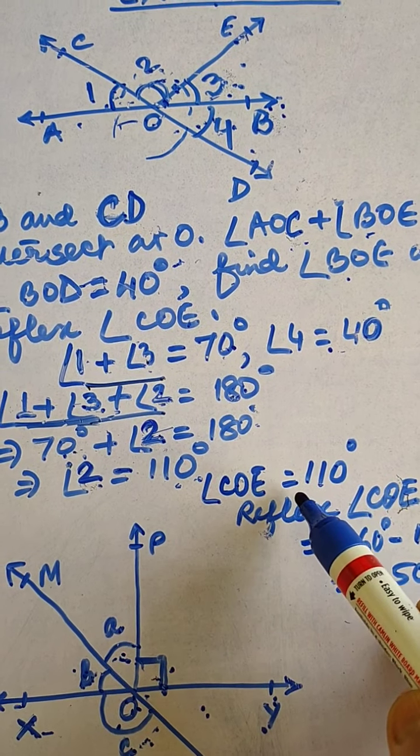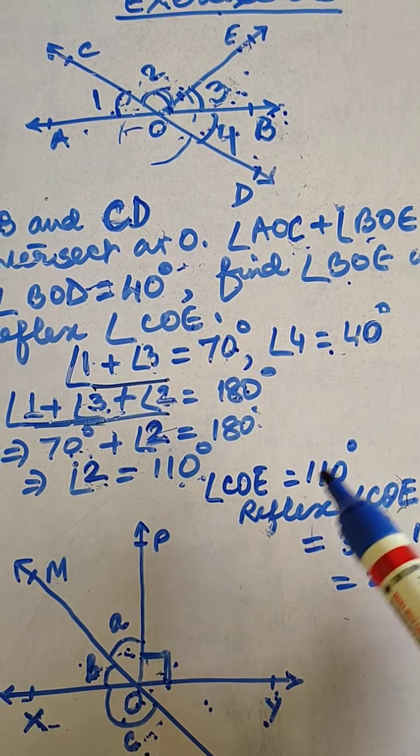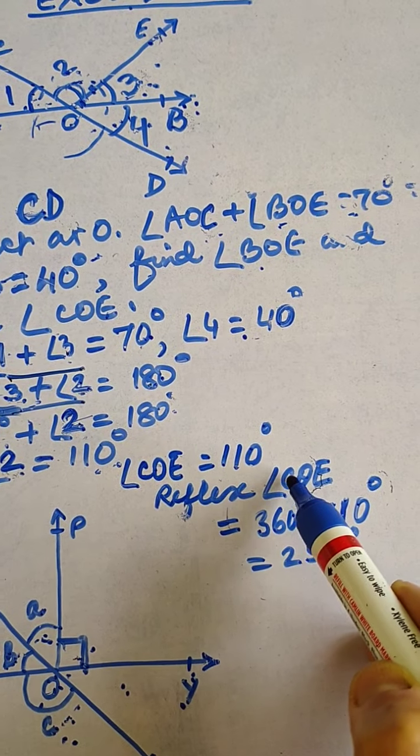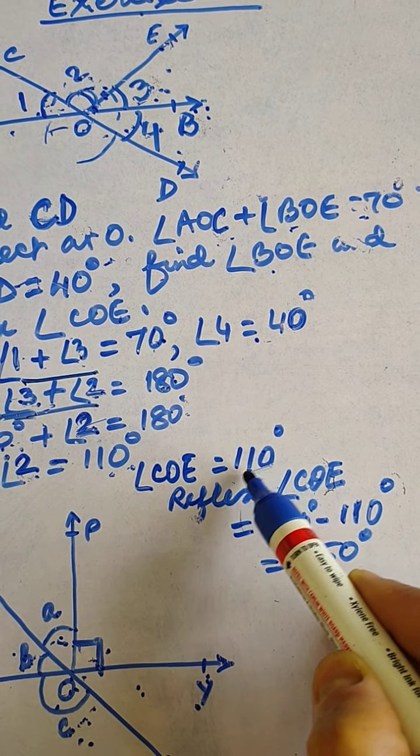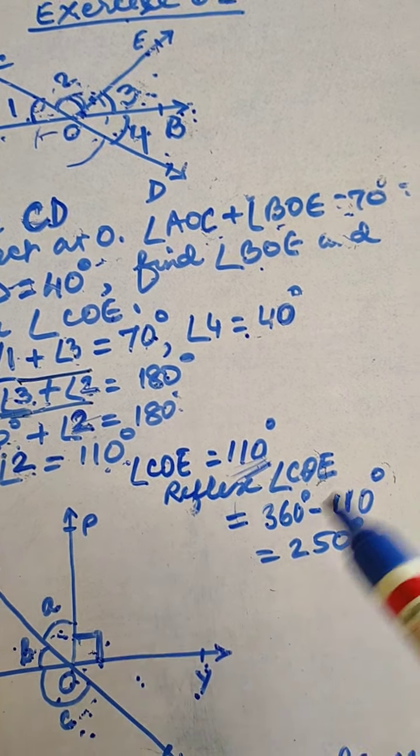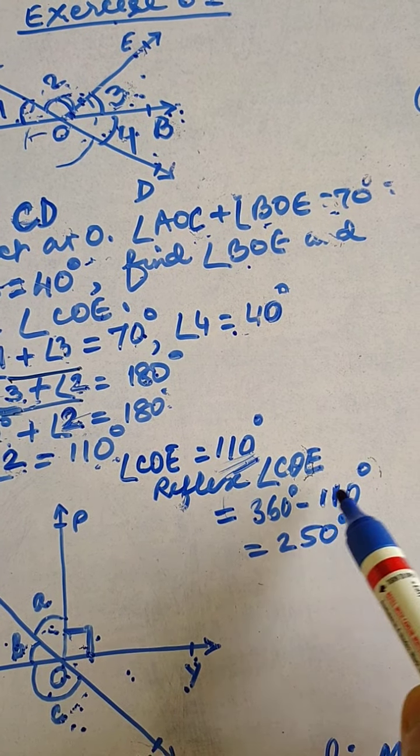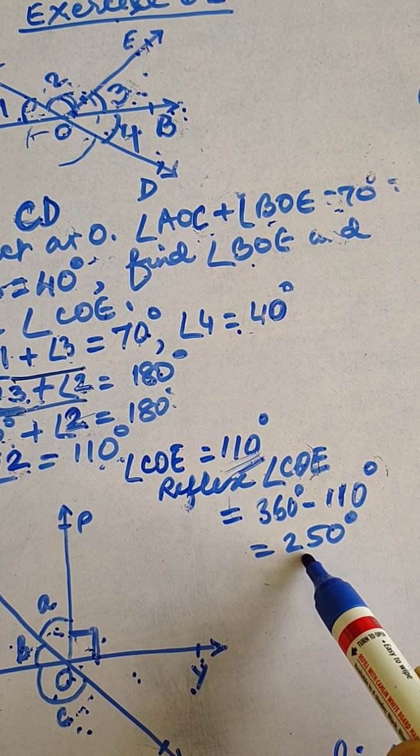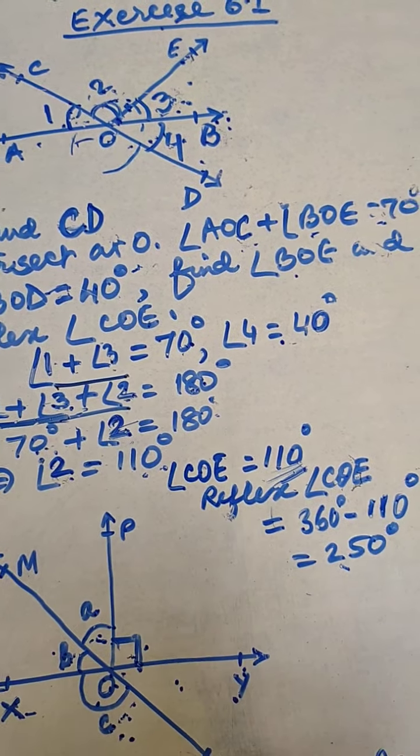Now we have been asked to find out the reflex COE. So what will be the reflex COE? We can see here this angle is less than 180 degree. So to find out the reflex COE, we can subtract it from 360 degree, which will give you 250 degree. So we got reflex COE.